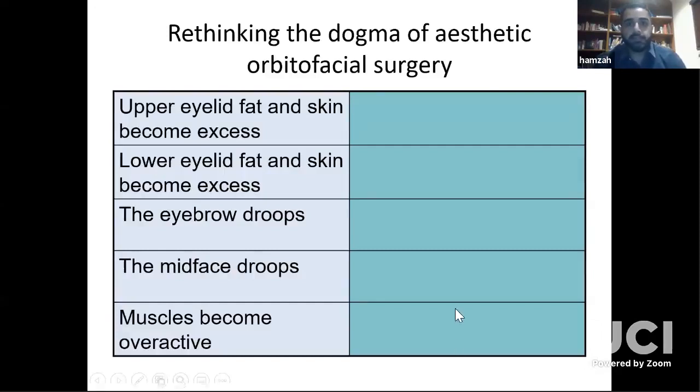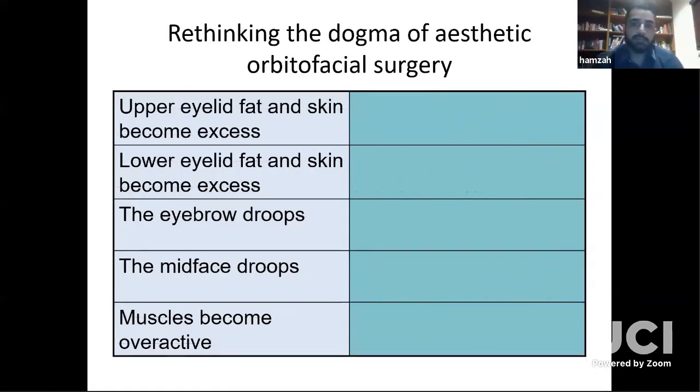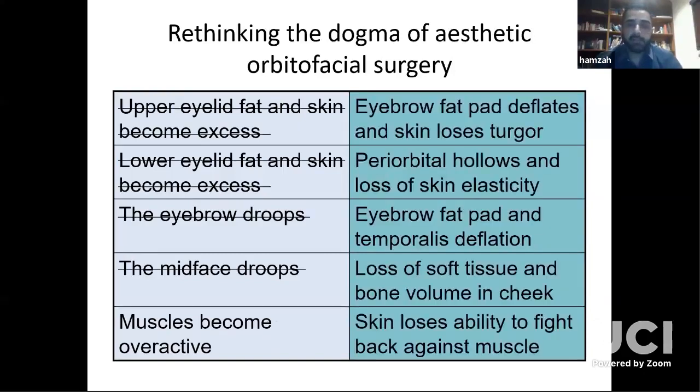So we're rethinking our previous understanding about the aesthetics of orbitofacial surgery. Previously, they used to think that upper eyelid fat and skin were excessive as you aged, and that lower eyelid fat and skin also became excessive. The eyebrow droops, the midface droops, and the muscles become overactive. Over time, we've tended to question these paradigms.